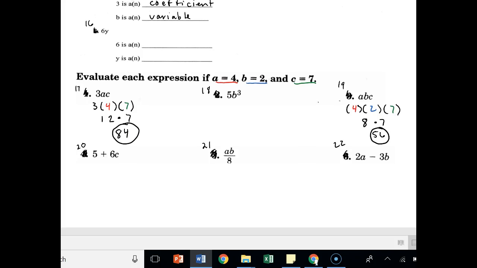Okay. Number 21, we have ab over 8, or ab divided by 8. So on top we'll have two variables, a again being 4, and b again being 2, and then all this is over 8. So remember, when you have an expression like this, what you want to do is do the numerator first and then divide by the denominator. So really this is saying 4 times 2, which is 8, divided by 8, because 4 times 2 is 8, and then that bar means division, so 8 divided by 8 gives you your answer of 1.